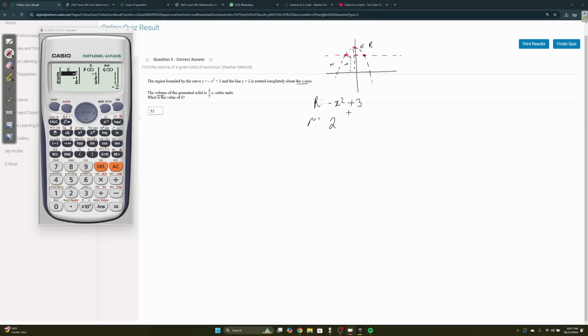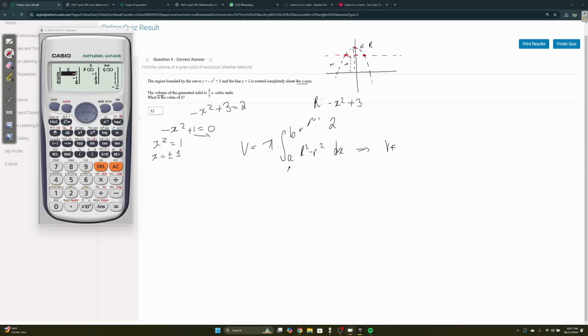But I forgot about one part. We need to know our bounds. Remember, volume is equal to pi integral a to b, in this case R squared minus r squared dx, right? But the problem is I don't have my a, I don't have my b. I need the bounds. How do you find the bounds? Always, when you have two curves, you just equate them to each other. Okay, and this is extremely easy to solve. So it's going to be minus x squared plus 1 equals 0, so x squared equals 1, x is equal to plus or minus 1, right?